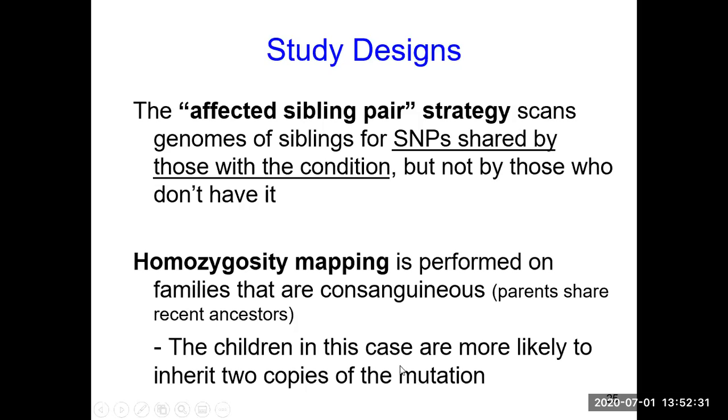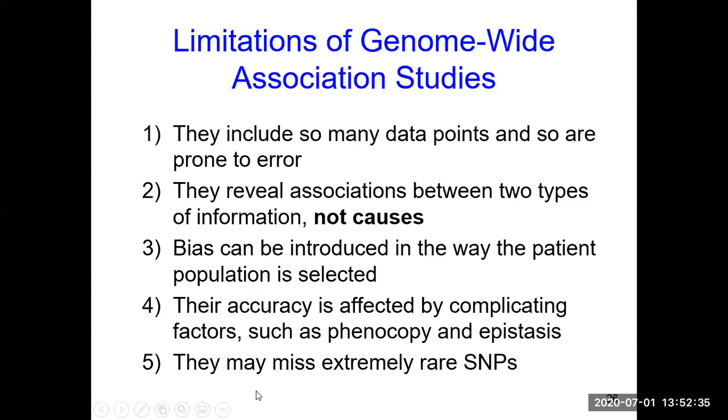So the children in this case are more likely to inherit two copies of the mutation. Now, the GWAS studies are still very common, and people still go for these in order to understand a lot of the diseases. There are certain limitations when we do these high throughput studies. These are mainly epidemiological studies that provide us with the trend, but not the causes.